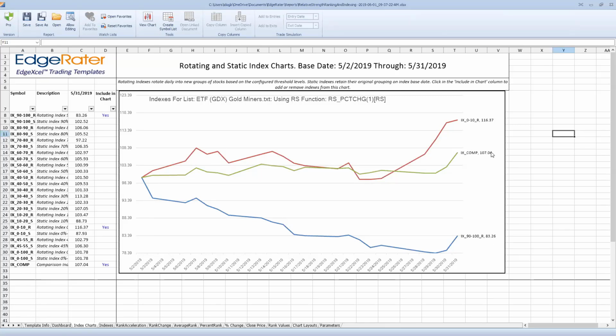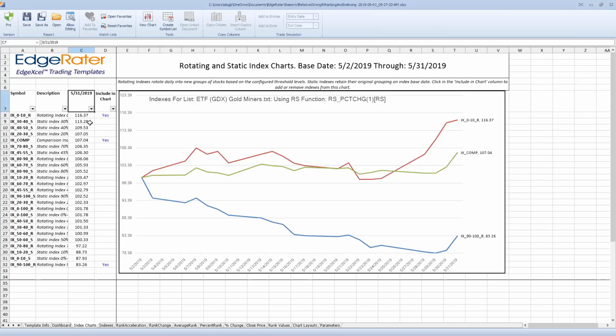GDX itself has gained 7% over that time period, but rotating into the biggest 1 day percent changing stocks has yielded a 16% loss. Now let's go ahead and sort this list top to bottom. And actually the highest one of these indexes is the 0 to 10. So I said that wrong, I believe. Okay, 0 to 10. Now let's just be clear about what this is. 0 to 10 rotating index. We're using the 1 day percent change.